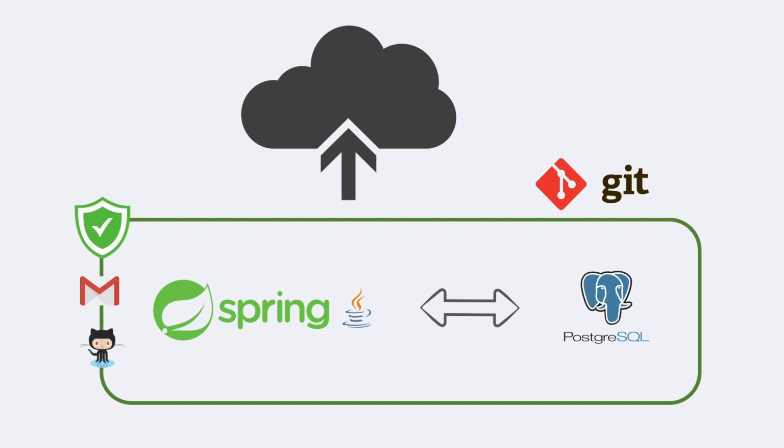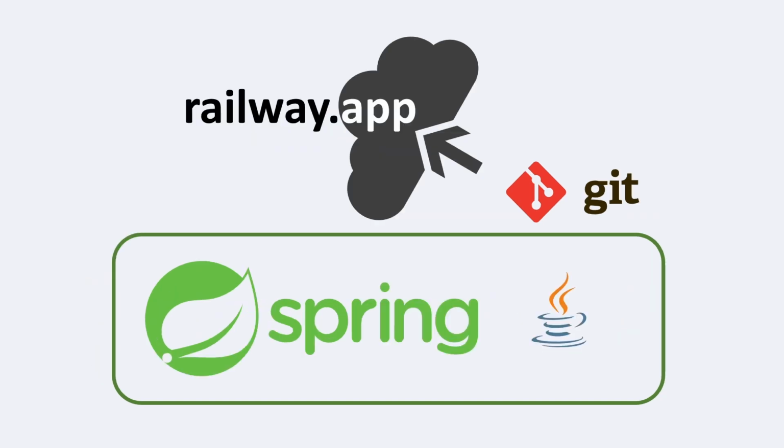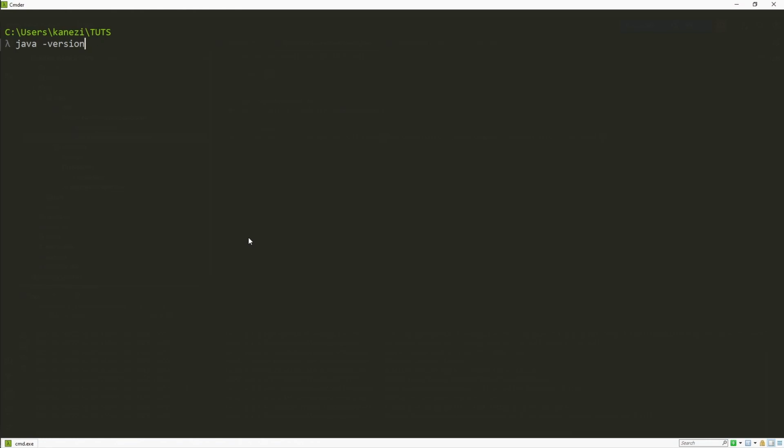Sounds interesting? Let's begin. This will be a multi-part tutorial, and in this part we'll create a simple Spring MVC app and try to deploy to one of the cloud providers that enable simple deployments of Spring apps, and it also has a very user-friendly interface. It's called Railway.app.